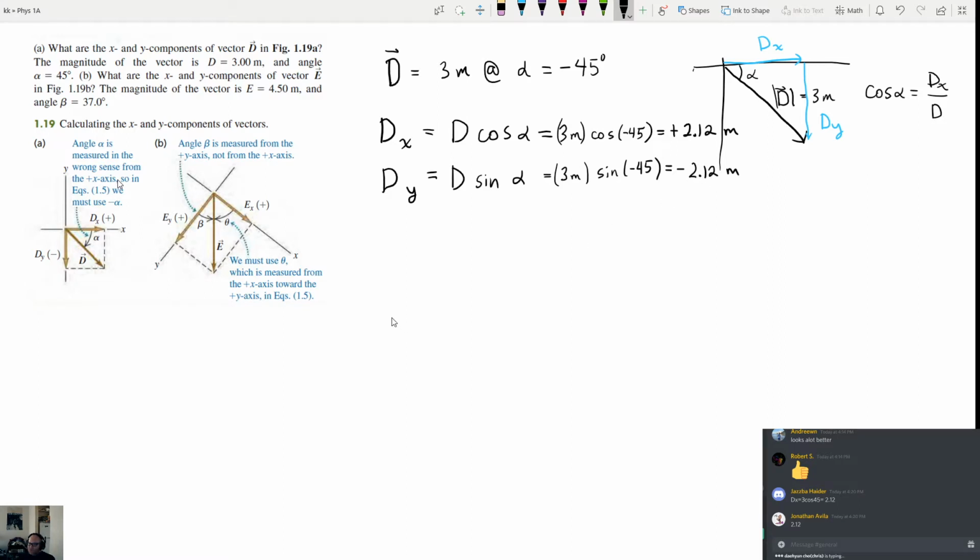Yeah. So those are our components, and that's it. And if you put the negative signs in, you'll get positive for this one and negative for this one, which is exactly what we want, right? Dy is downwards, that's why it's negative, and dx is to the right, that's why it's positive. Up is positive, down is negative, right is positive, left is negative, right? So there we go. Those are our answers.